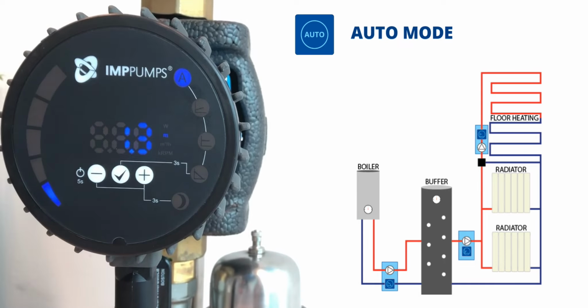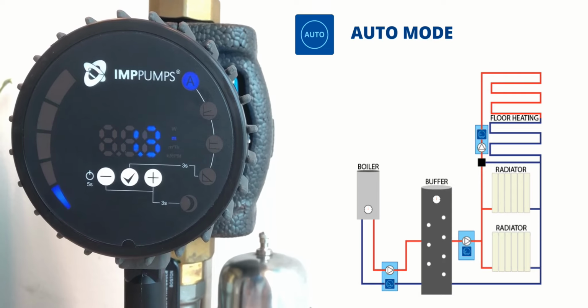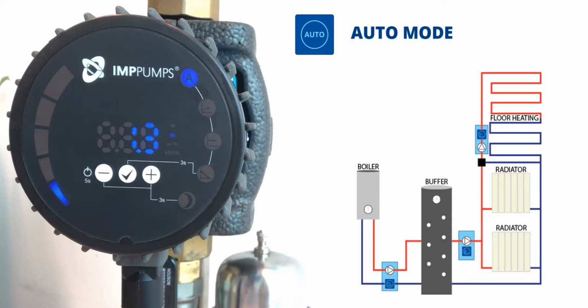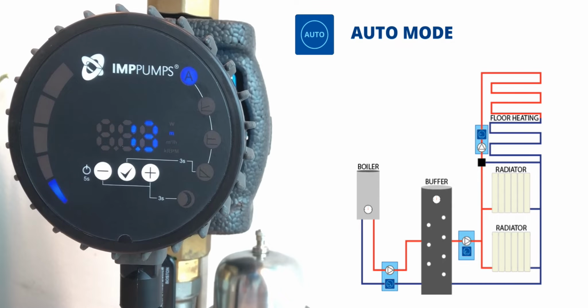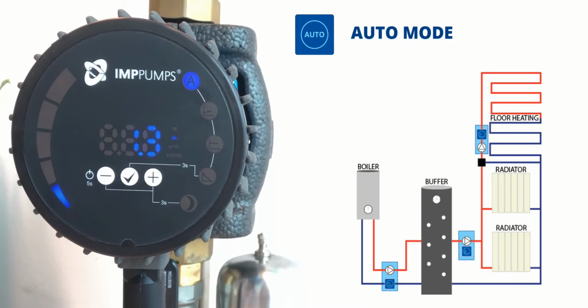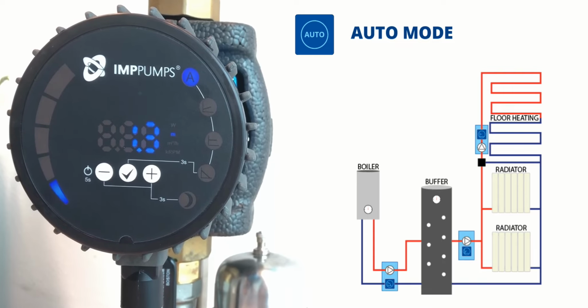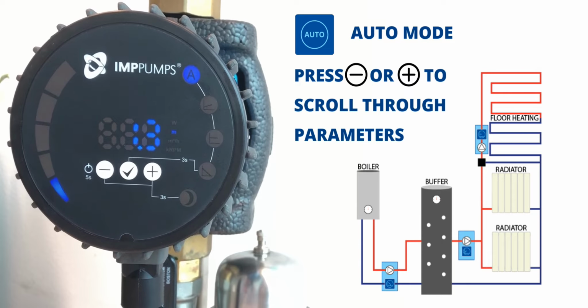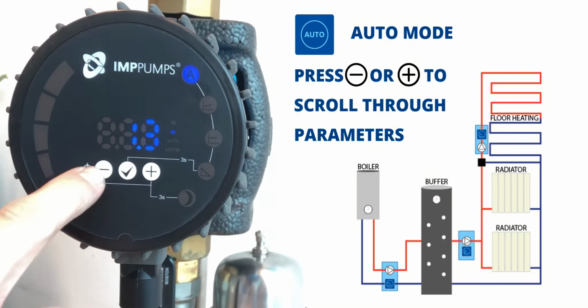In automatic mode, the pump automatically sets the operating pressure depending on the hydraulic system. By doing so, the pump finds the optimal operating position. This mode is recommended in most systems. The parameters cannot be set, they can only be scrolled through.